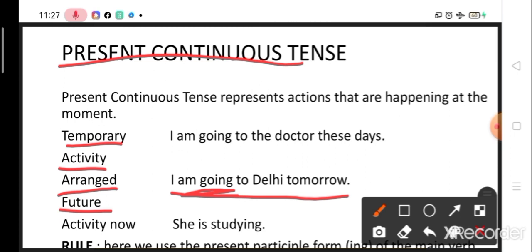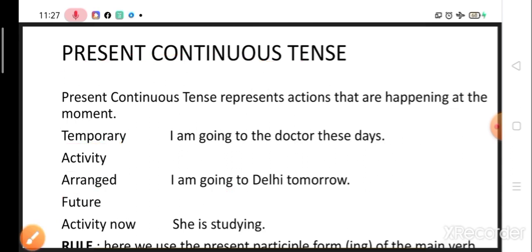It also is used to show the activity now, what is going on now, as we said, what is happening at the moment. So the current ongoing activities, like she is studying, you all are listening to the lecture.